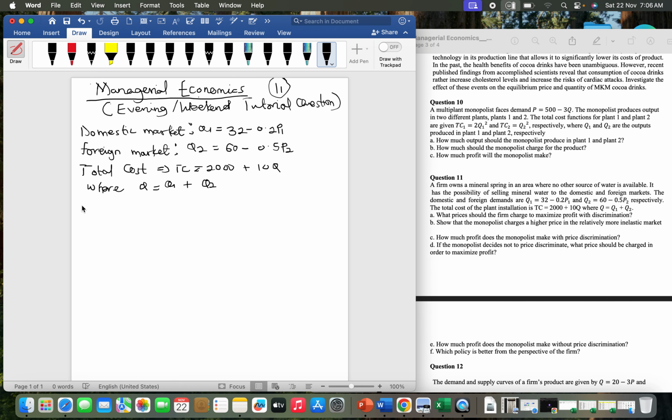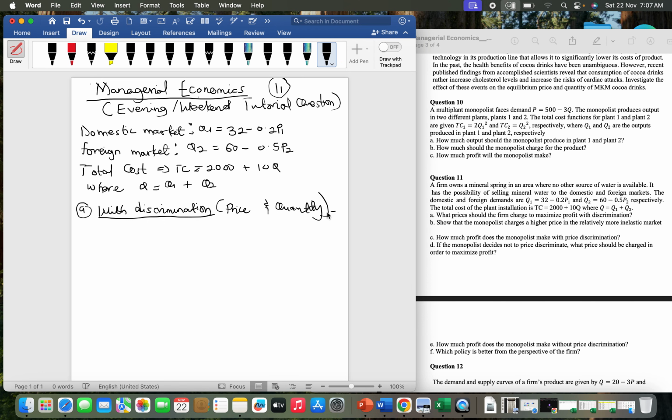So I'm starting with the A part of the question. With the A, what price should the firm charge to maximize profit with discrimination? It means that with the A, I'm finding for what? Discrimination. So with discrimination, it means per the question, what prices? So I'm going to find for price, and also find for what? Quantity.